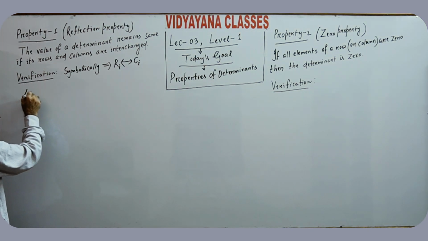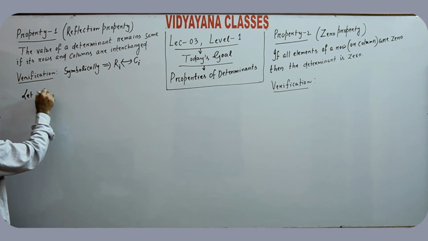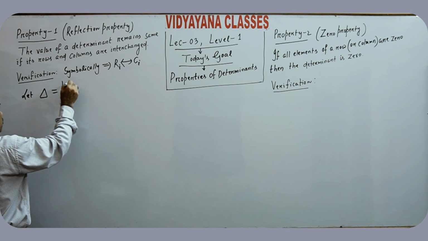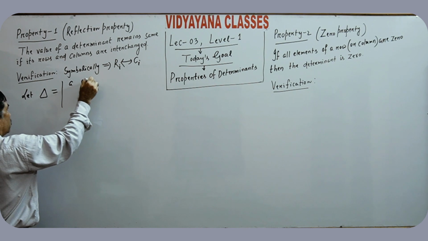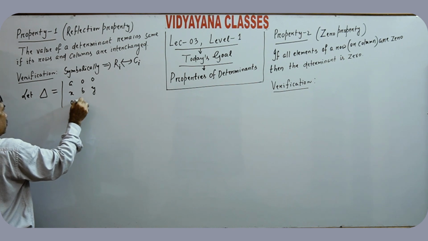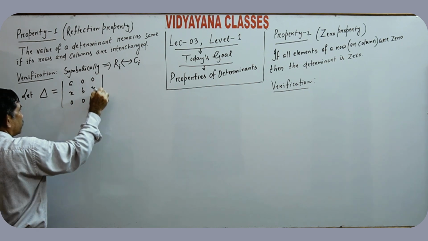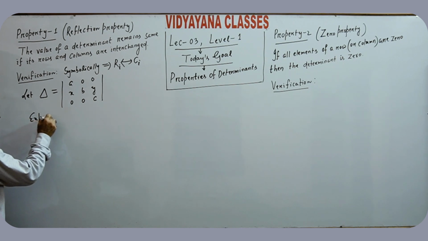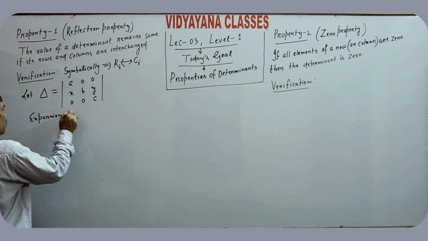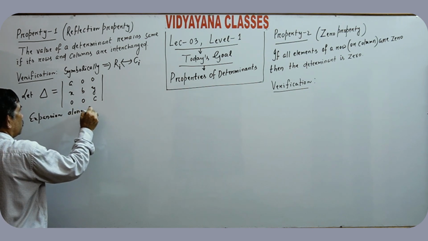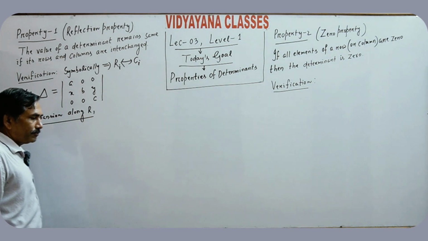Let del be the determinant having elements a, 0, 0, x, b, y, 0, 0, c. Expansion along row 1, that is the first row.